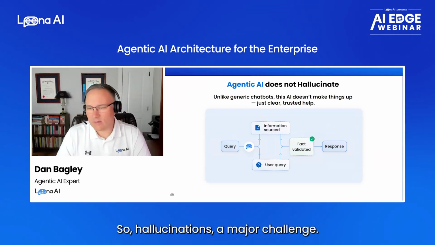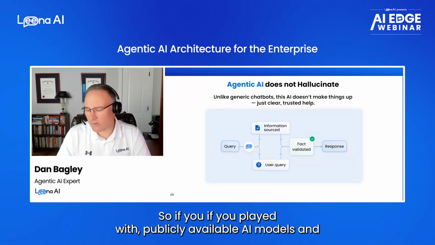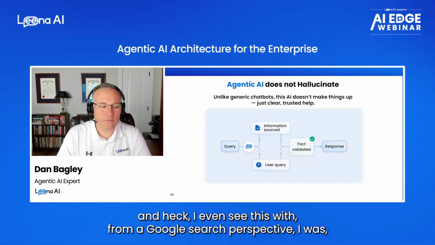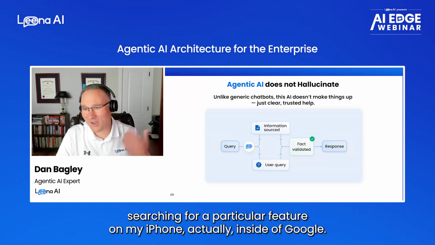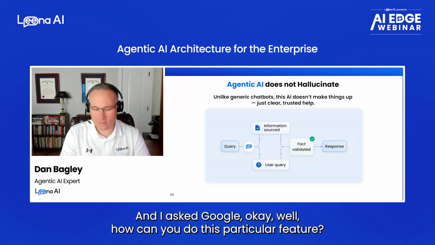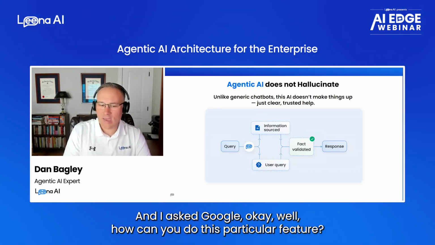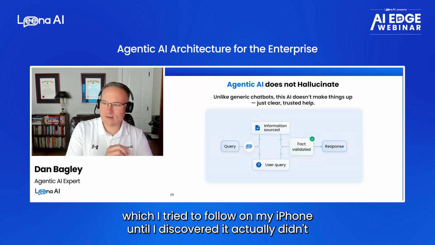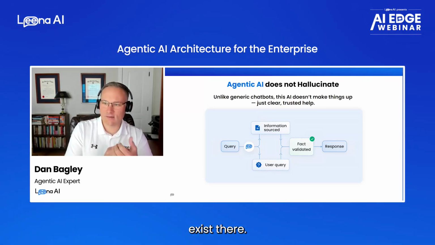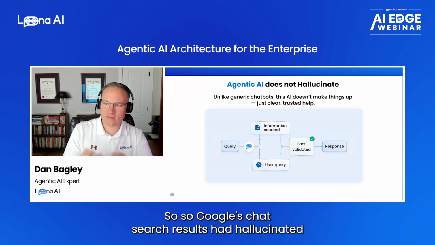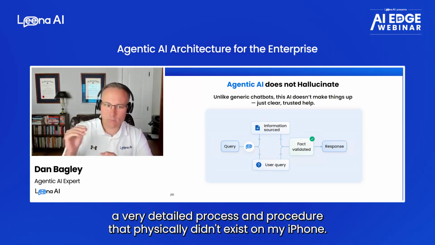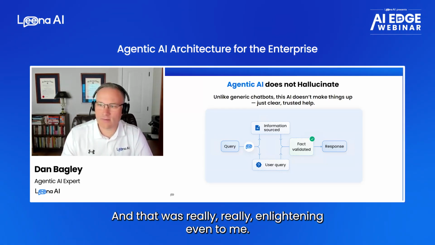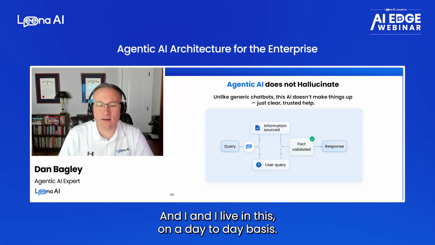So hallucination is a major challenge. If you've played with publicly available AI models, and heck, I even see this with Google search. I was searching for a particular feature on my iPhone inside of Google, and I asked Google how you can do this particular feature. And it came back to me with a step-by-step instruction, which I tried to follow on my iPhone until I discovered it actually didn't exist. So Google's chat search results had hallucinated a very detailed process and procedure that physically didn't exist on my iPhone. And that was really enlightening even to me, and I live in this on a day-to-day basis.